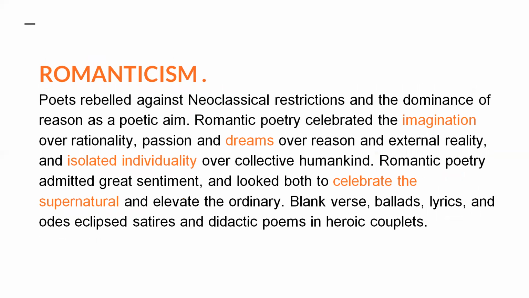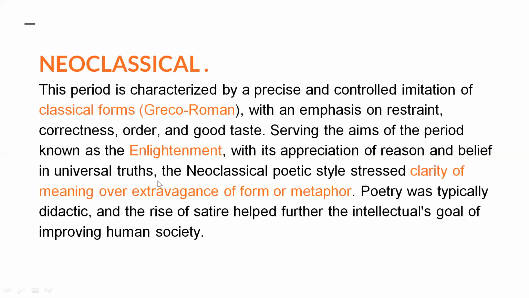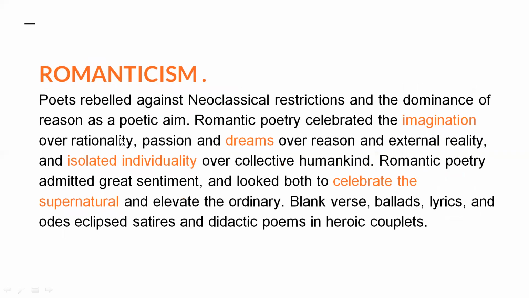So the Romantic period, as you know, is a kind of revolt against the neoclassical poetic tradition. Poets rebelled against neoclassical restriction. As you can see, neoclassical poets were very restricted in their forms. They always looked for restraint, correctness, order and good taste in poetry. But Romanticism revolted against this traditional form. They said, no, we don't believe all this, and we should go against neoclassical restrictions and the dominance of reason as a poetic aim.